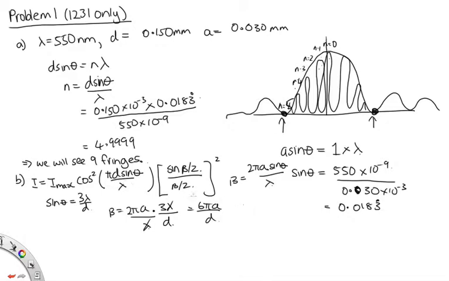We have, let's call this alpha. And alpha is equal to pi d over lambda times sine theta, which is 3 lambda over d. So these d's cancel, and we end up with alpha is equal to 3 pi. So let's now substitute these in.